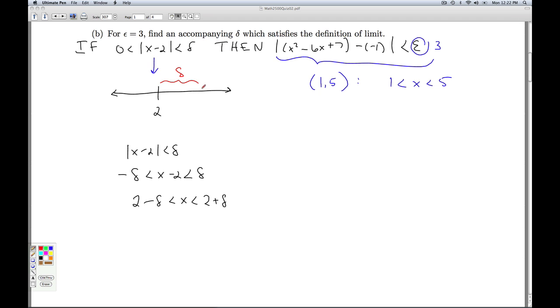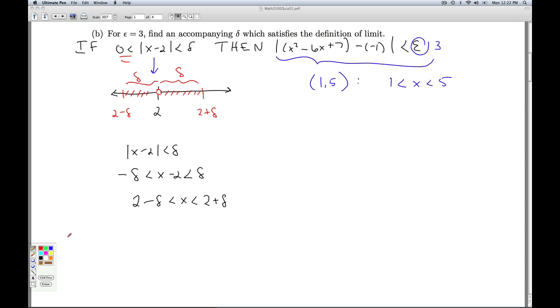So I can go up to delta here, and I can go back delta to here. This part, remember, means we don't care what's actually happening at 2 itself. So we're going to ignore what's actually happening at 2. And we're trying to set up a symmetric interval around 2 where everything behaves as it should.